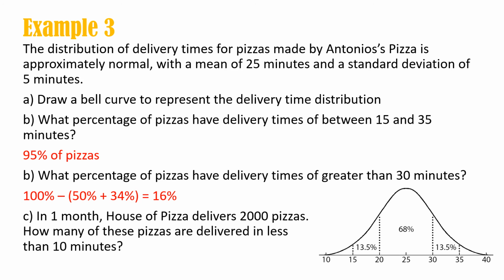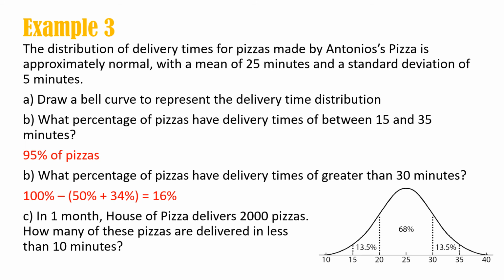In 1 month, the House of Pizza delivers 2,000 pizzas. Now, assuming they have the same distribution as Antonio's pizzas, how many of these pizzas are delivered in less than 10 minutes? So remember how we had our 68, 95, 99.7? So that 99.7 covers every pizza delivered between 10 minutes and 40 minutes. So that left us with 0.3% for both less than 10 and greater than 40. So we want to halve that to 0.15%. So 0.15% of all pizzas are going to be delivered in less than 10 minutes.